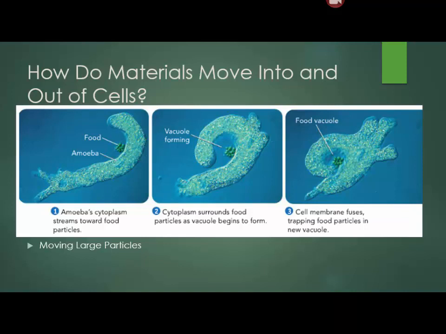The reverse process, called exocytosis, allows large particles to leave a cell. During exocytosis, a vacuole first fuses with the cell membrane, then the cell membrane forms an opening to the outside and spills out the contents of the vacuole. Both endocytosis and exocytosis require energy from the cell.